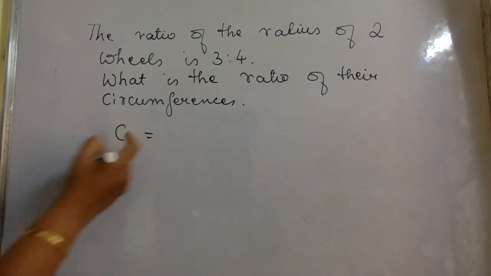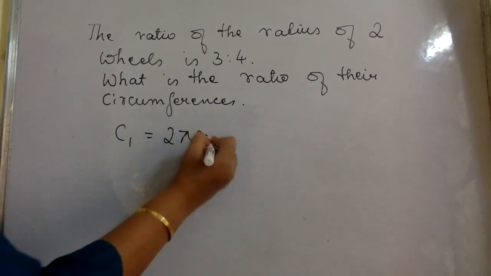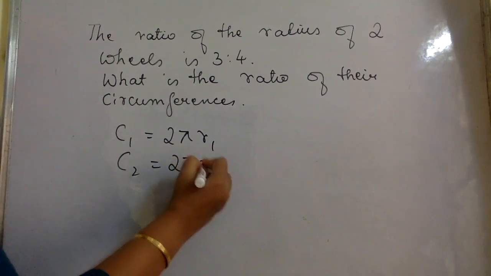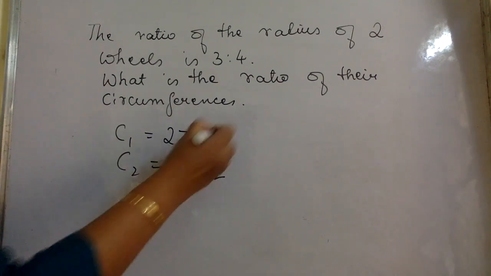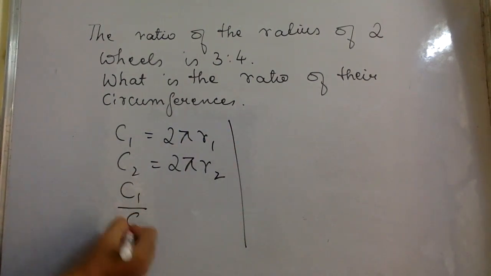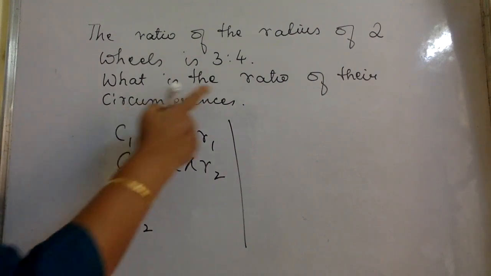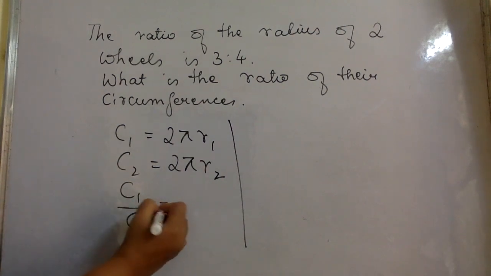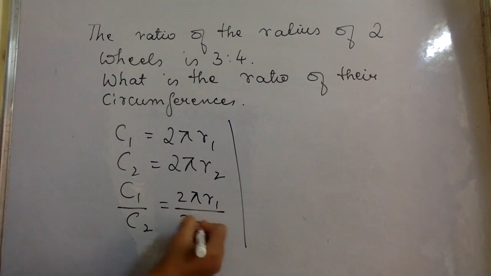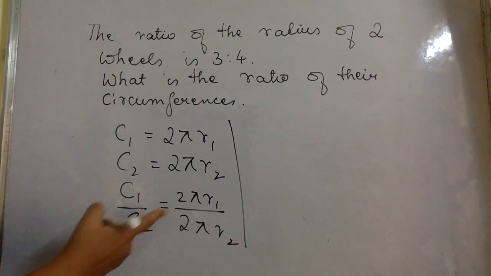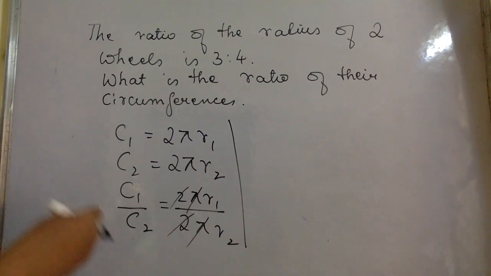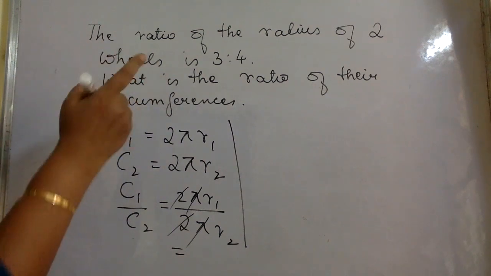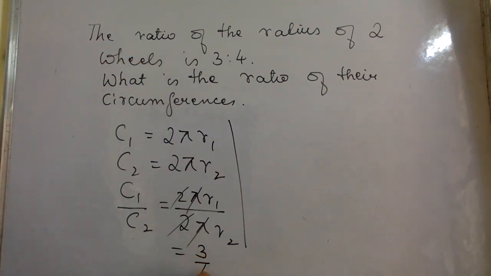Let the first wheel's circumference be C1, 2 pi R1. What is R1? Radius of the first wheel, which we don't know. C2, 2 pi R2. Radius of the second wheel, which we don't know. Then C1 by C2. Because we have to find the ratio of the circumferences, we have to write one below the other. C1 by C2 is 2 pi R1 by 2 pi R2. Now 2 and 2 can cancel, pi and pi can cancel, we don't even have to write the value. R1 is to R2 is given as 3:4. So put the 3 by 4 here.